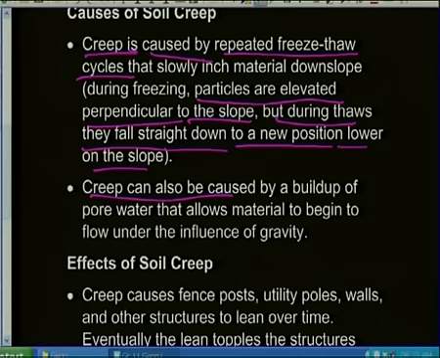Creep can also be caused by the build-up of pore water that allows material to begin to flow under the influence of gravity. Sometimes within rocks, there are pore spaces, and this allows permeability of the rock to increase the nature and amount of water that is stored in the rock. When rocks store water, the material becomes loose, and this accelerates the rate of soil creep.